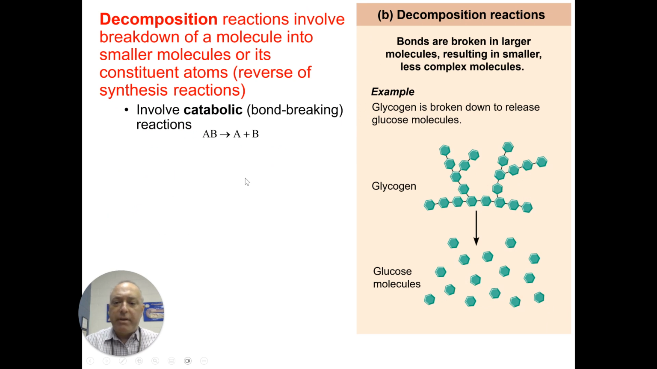There's also the opposite, a catabolic or bond-breaking reaction, where you take glycogen, you break it down into its monomer, which would be glucose. So let's say that you're running a marathon, you need to have more sugar to burn. You take your stored glycogen, it breaks down into glucose, then this glucose is taken up and broken down for energy.